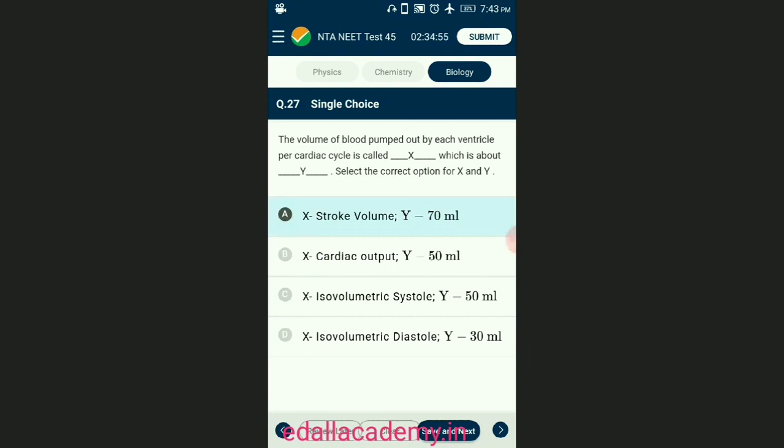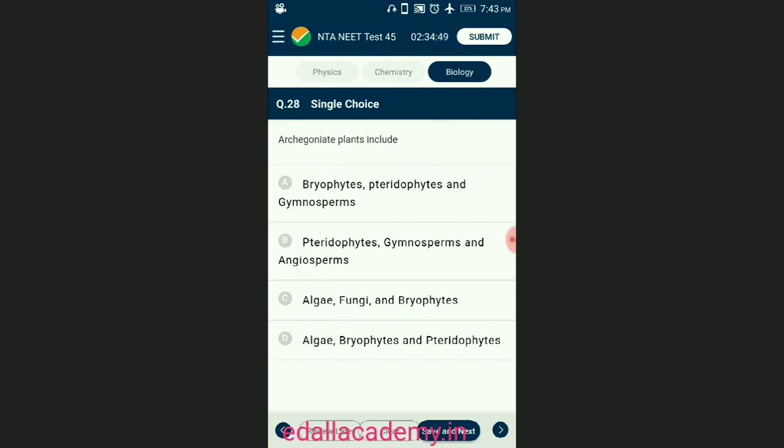X represents stroke volume, Y represents 70 ml blood. Question number 28. Archegoniate plants include. The plants bearing archegonia are called archegoniate, and the archegonium is the female sex organ in mosses, liverworts, ferns and most conifers. So the answer for this question is option A.